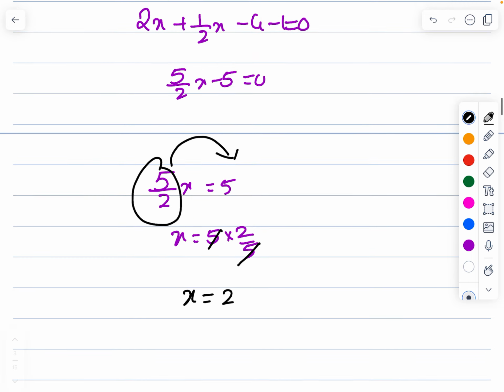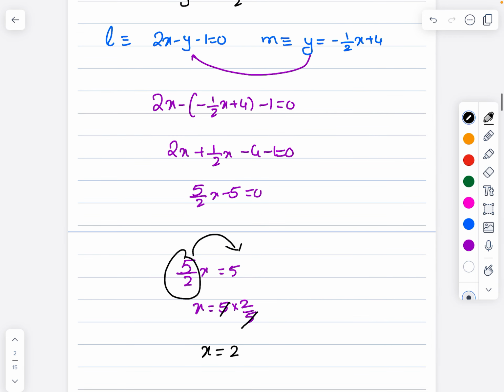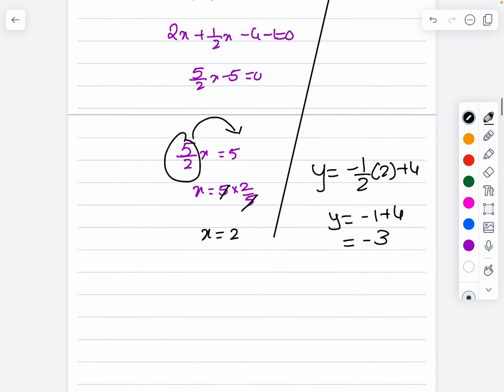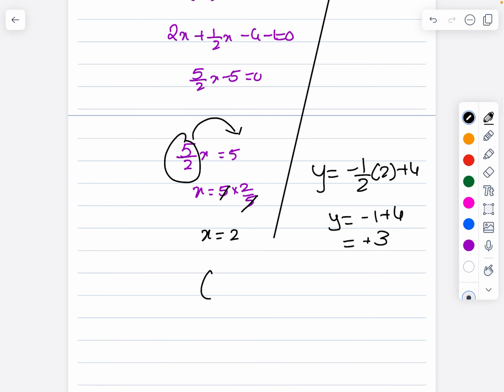Once I get x equals 2, what am I going to do? Plug this x value in the equation. So y equals -half times 2 plus 4. So y equals -1 plus 4, which is 3. So what's going to be the point? (2, 3) is going to be the point.